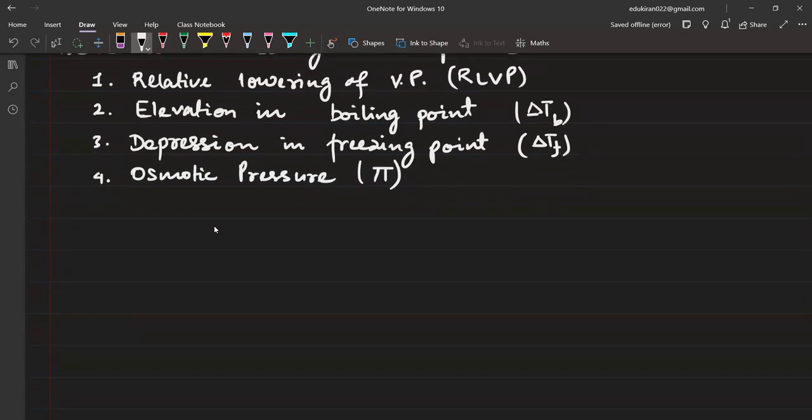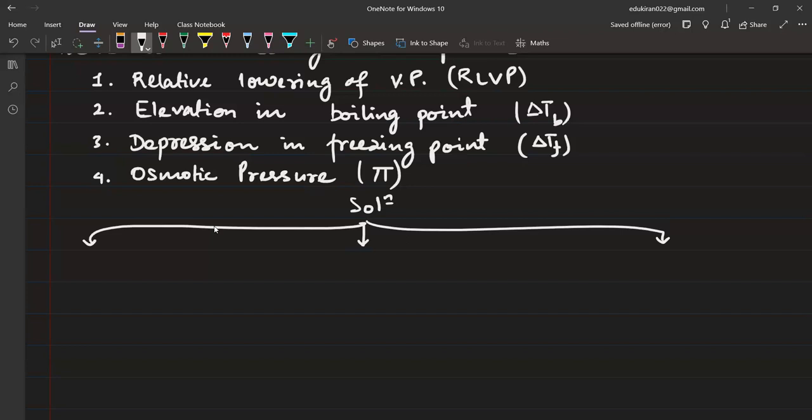Now, before relative lowering of vapor pressure, just to remind you, we have done solutions and seen different types of solution. We have seen a solution in which gas is added to liquid. In this case, the pressure above the solution is directly proportional to the mole fraction of solute, because gas escapes more easily. That is why P is equal to KH into chi, that is Henry's law.